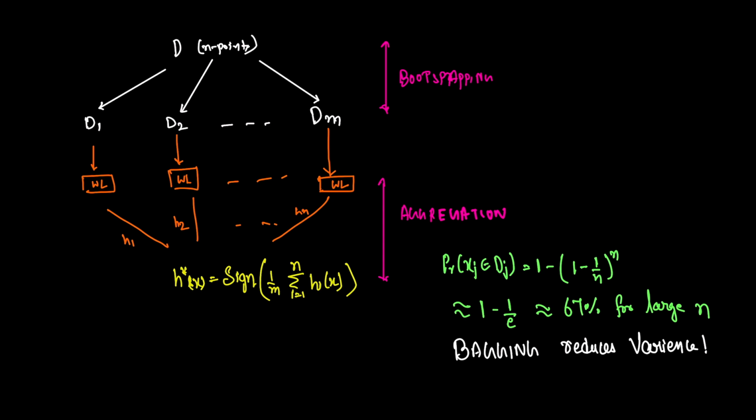Let's understand pictorially what we are doing. We had a data set with n points, and we did the bootstrapping. We bootstrapped and got m data sets, sampled with replacement. Now from each Di we will get a weak learner. Then we did the aggregation. So there are two steps involved in bagging: one is bootstrapping and another is aggregation.